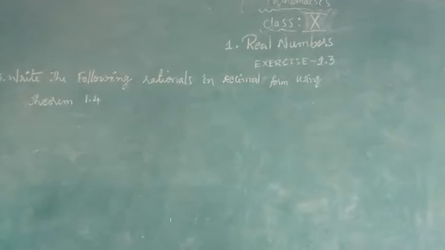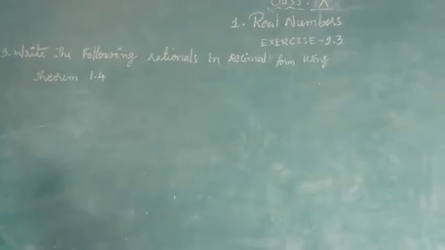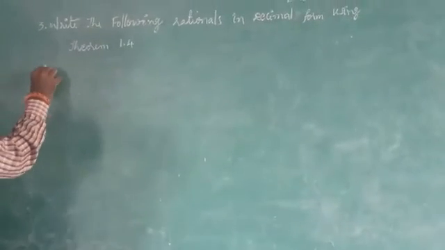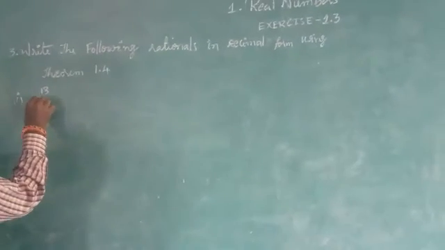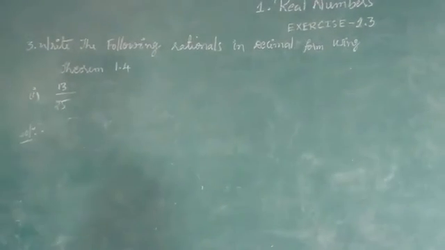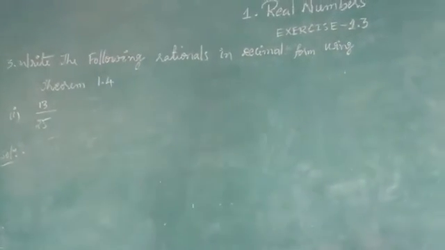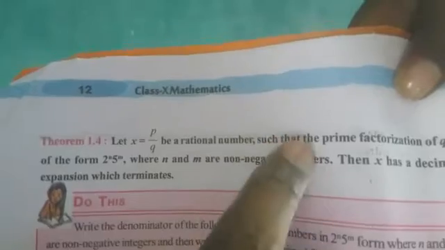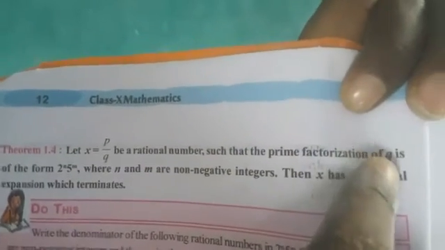Let me write theorem 1.4. See the first problem. What is the first problem? 13 by 25. First of all, we are going to discuss what theorem 1.4 is. Concentrate on theorem 1.4 in the book. Let x equal p by q be a rational number such that the prime factorization of q is of the form 2 to the power of n, 5 to the power of m, where n and m are non-negative integers, then x has a decimal expansion which terminates.